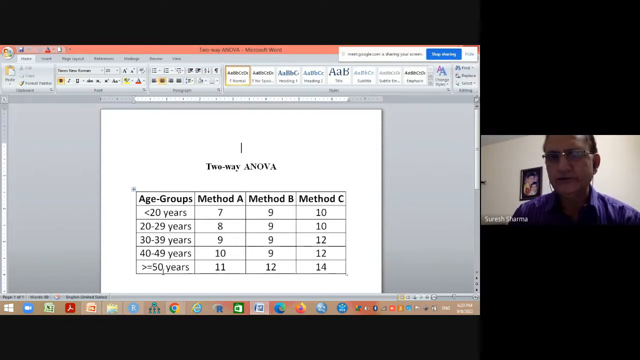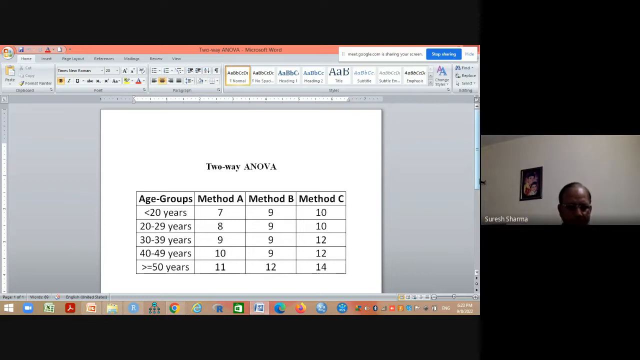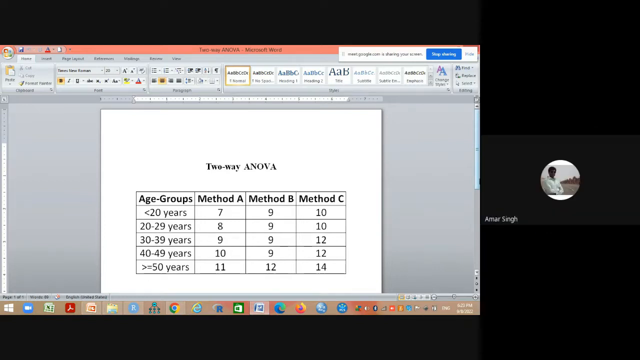What is the question? Which method is better? And which age group learns fast? The answer to this is given by two-way ANOVA, because your outcome depends upon two factors at the same time: one is method of teaching, another is age groups. Yes or no? Is the question clear? Yes, sir. All right.